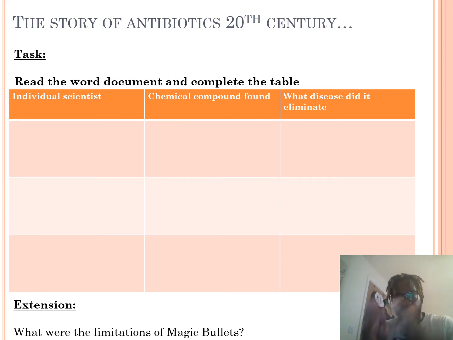One specific compound for one specific disease, not for several diseases at the same time. So three different scientists, what are the compounds and what disease did it eliminate? When you've done that, you'll see an extension question where I've said, well, what's the limitations of magic bullets? So you can find a specific compound that cures or eliminates a specific disease, but what is the limitation of that?